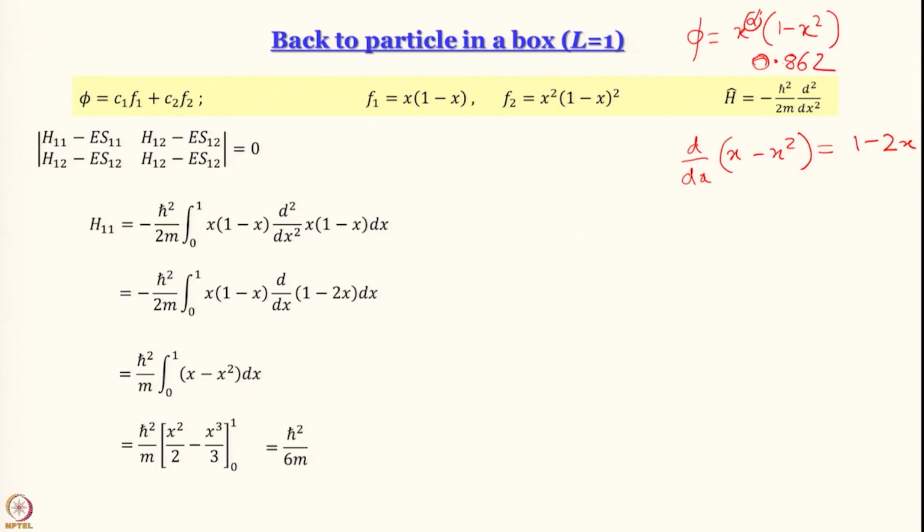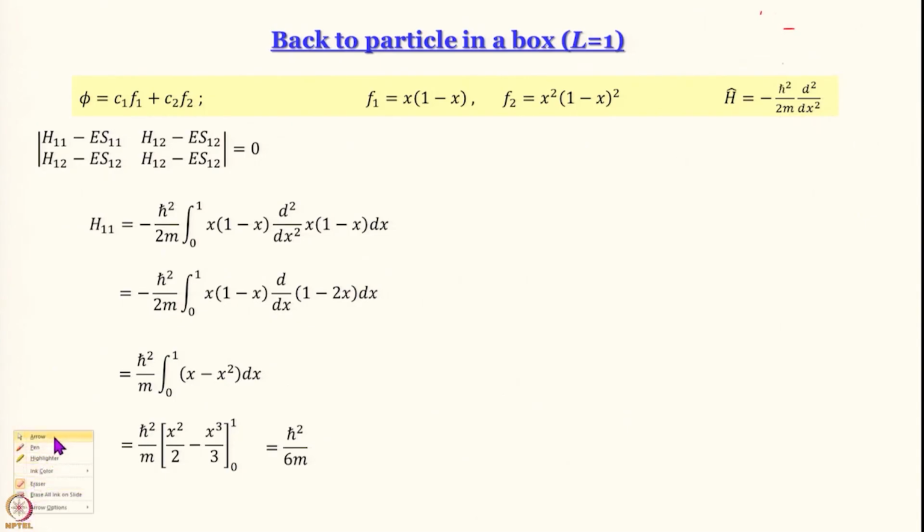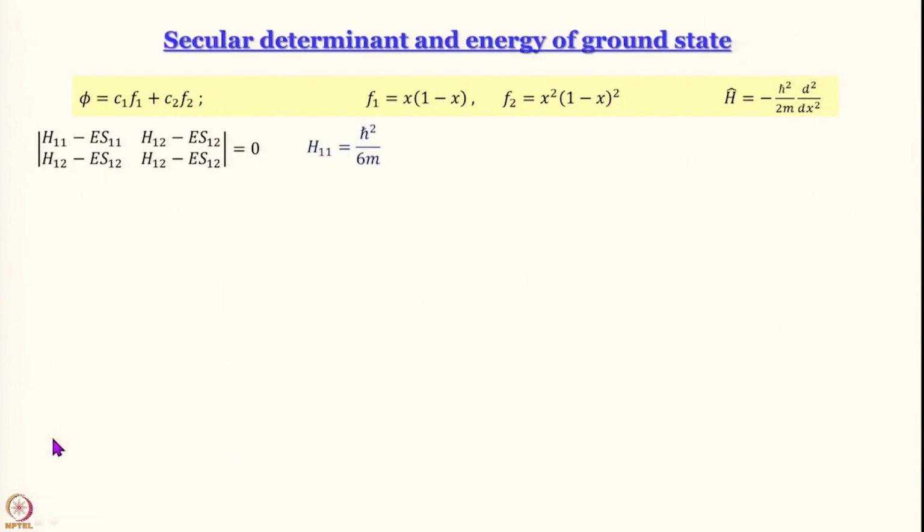Let me erase all that bad handwriting. Okay. So, H11 as promised has been worked out and it turns out to be h cross square divided by 6m.